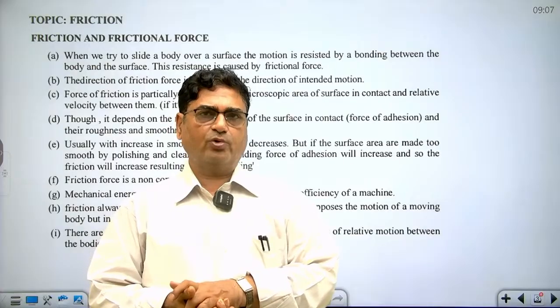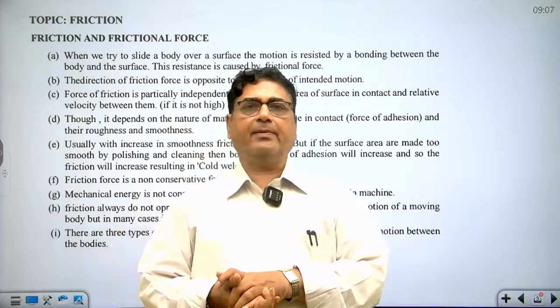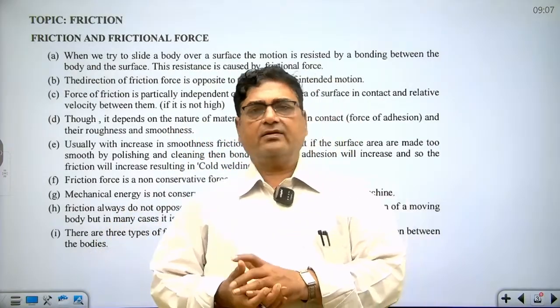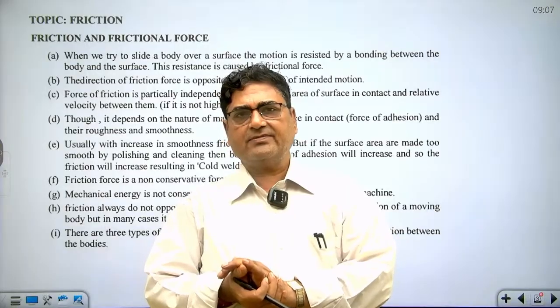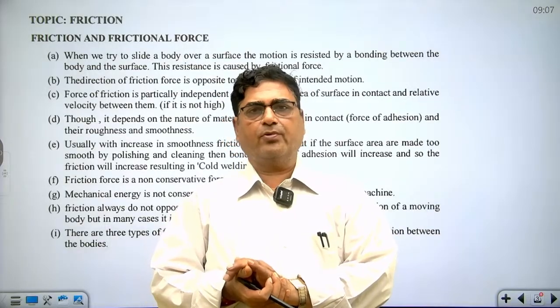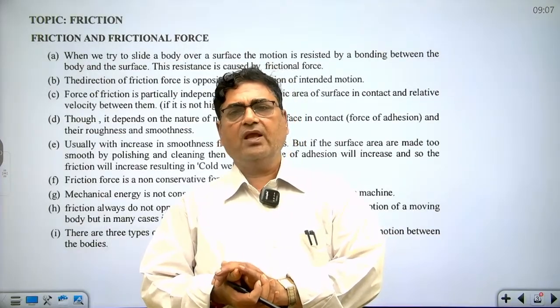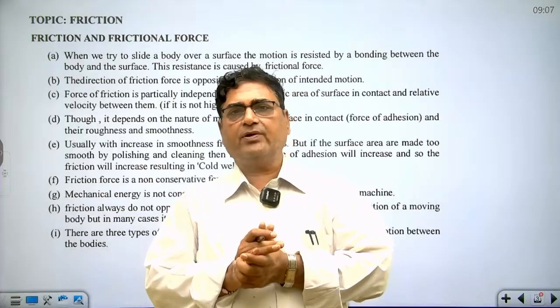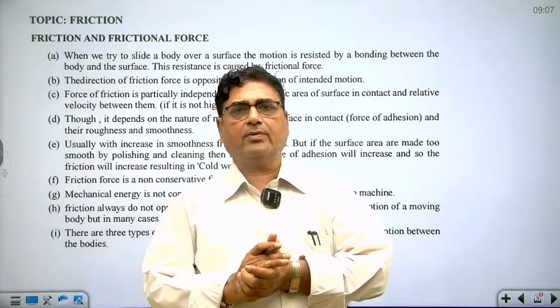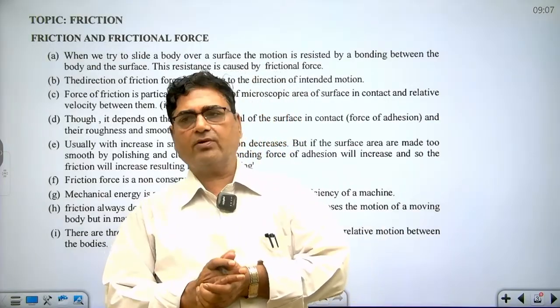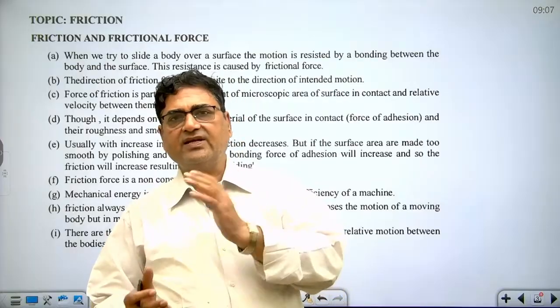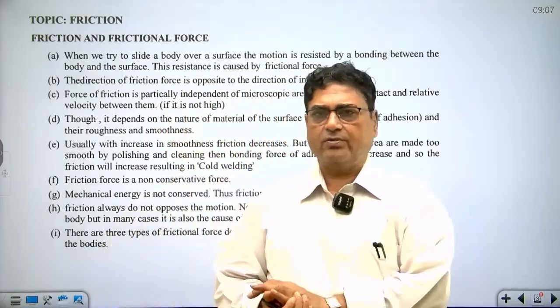Frictional force is of two types, static frictional force and dynamic frictional force. When two surfaces remain at rest, then the frictional force acting on a body is called static frictional force. When there is relative motion between two surfaces, then the frictional force acting on a body is kinetic friction or dynamic friction. Let's understand the concept of friction, okay?